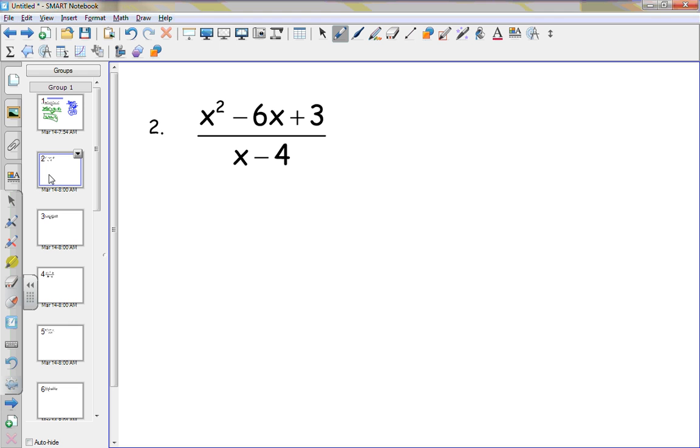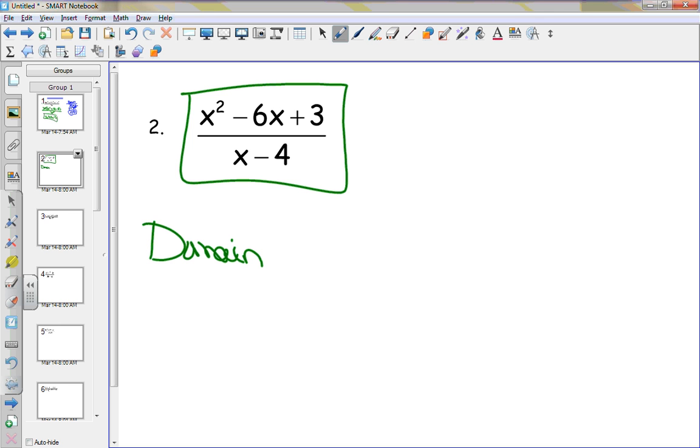Can I factor x squared minus 6x plus 3? No, because the only factors of 3 are 1 and 3. That's never going to give you 6, correct? Which means this is done. So my domain is going to be what? X minus 4 cannot be 0, so x cannot be 4.